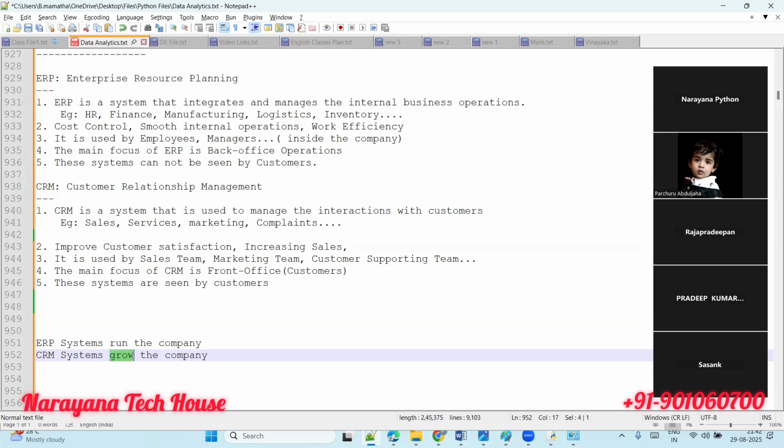How does it grow? By interacting with customers. When we have more customers, automatically the business will grow. When customers are not there, automatically the business will shut down very soon. For every business, what is important? Tell me now. The customers are most important, guys. The customers and the quality, right? Those are most important for every business.